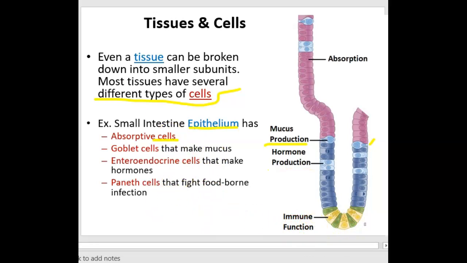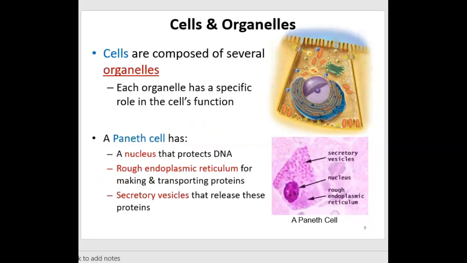At this point in the course and in your study of anatomy and physiology, you do not need to know that the small intestine epithelium has exactly these types of cells. Rather, what I'd like to get across to you is that a tissue has many different types of cells, and that's all. But I thought you'd like an example.